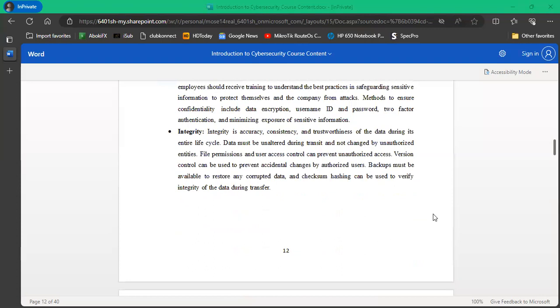Now, as regards integrity, integrity is the accuracy, consistency, and trustworthiness of the data during its entire life cycle.